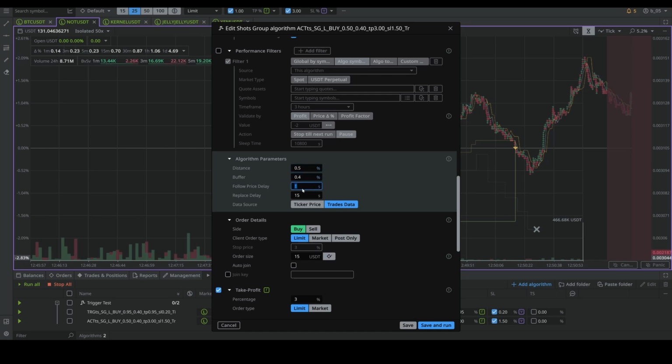The follow price delay is the usual 1 second, which means what is the delay before the order starts catching up with the price. Now here is where it gets interesting, the replace delay. It is usually defaulted to 0, and it indicates what the delay should be before the order starts running away from the price. Here we're at 15 seconds, and in your regular algorithms, you probably don't want that. You want 0, you want the order to run away as fast as possible, but here I've got 15.